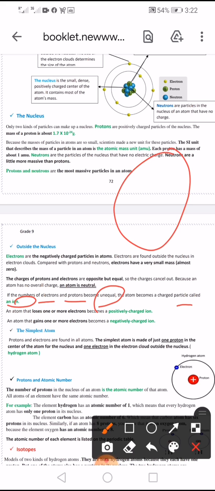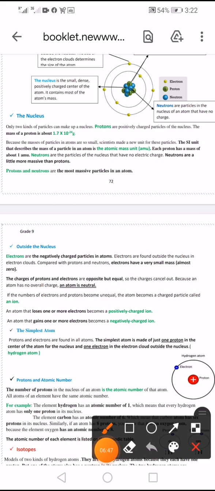For example, if we have two positive charges inside the nucleus, but only one electron, this is called an ion. So the atom becomes a charged particle called an ion.